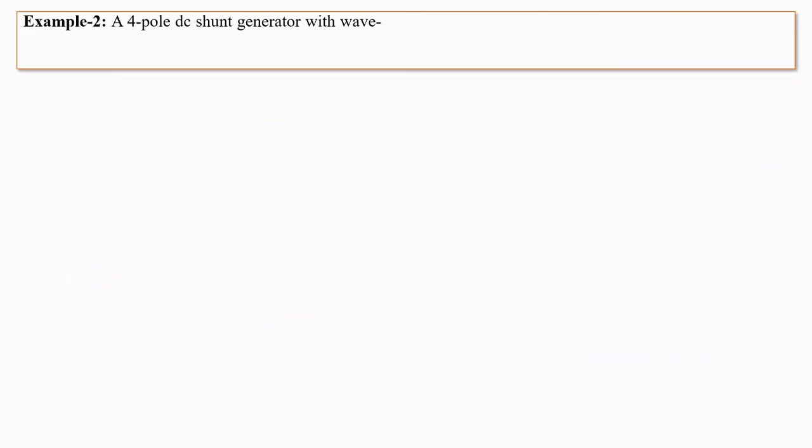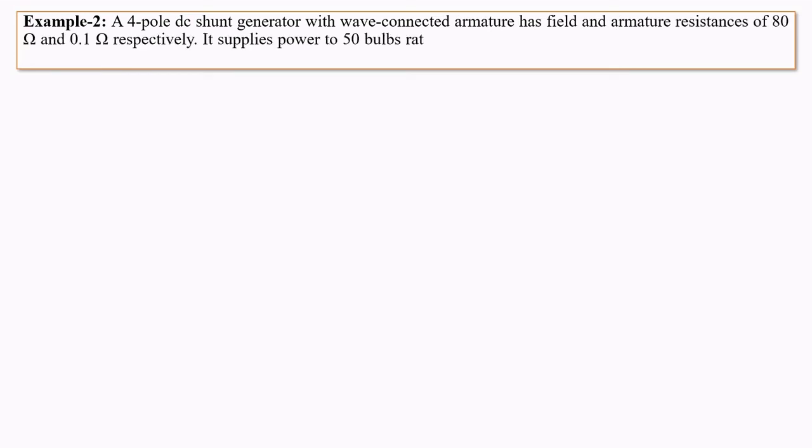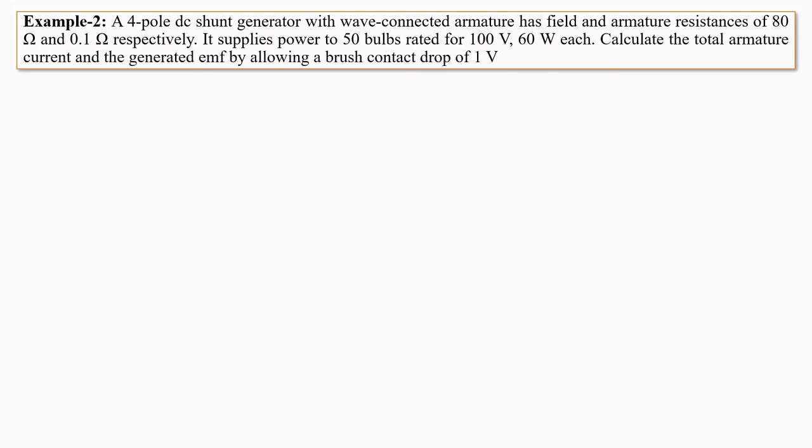Next question. A 4-pole DC shunt generator with wave connected armature has the field and armature resistance of 80 ohms and 0.1 ohms respectively. It supplies the power to 50 bulbs rated 100 volt 60 watt each. So calculate the total armature current and the generated EMF by allowing a contact brush drop of 1 volt per brush. So it is a new concept. Let's see the solution.